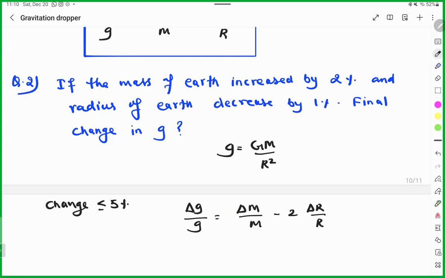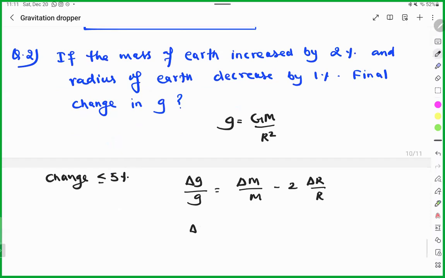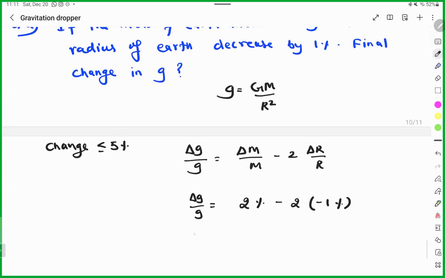Correct. Here, percentage change in the mass is 2 and percentage change in the radius is 1. So, delta G by G. If you see the percentage change, what will you do? You will simply just take the value. Mass is increased by 2%, so 2% minus 2. Radius is decreased by 1%. Yes or no? Delta G by G and 2 percentage will be, yes or no? Any doubt?